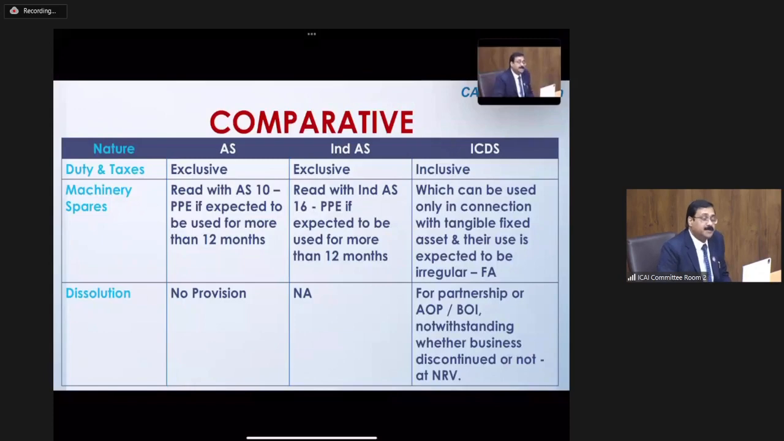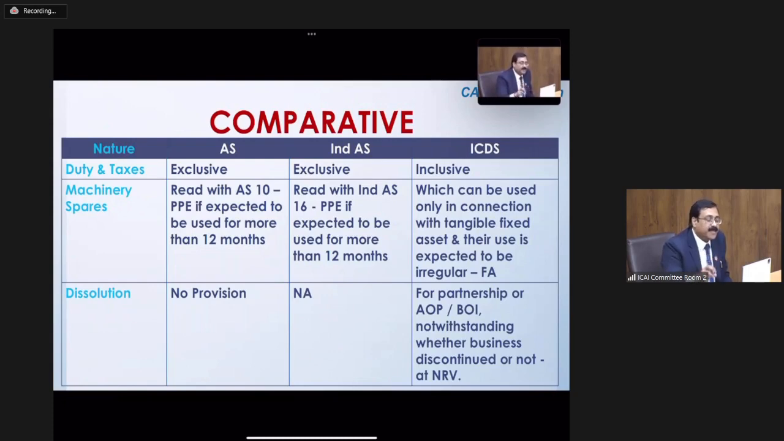As regarding machinery spares, again there would be a change in the accounting, as well as in the income tax, I would say, through the ICDS. AS 2 and Ind AS 2 have to be read along with the property, plant and equipment, that is AS 10 or Ind AS 16. They say if that spare is meeting the criteria of PPE, then you have to recognize it. The old one you have to de-recognize, and the new one you have to recognize.